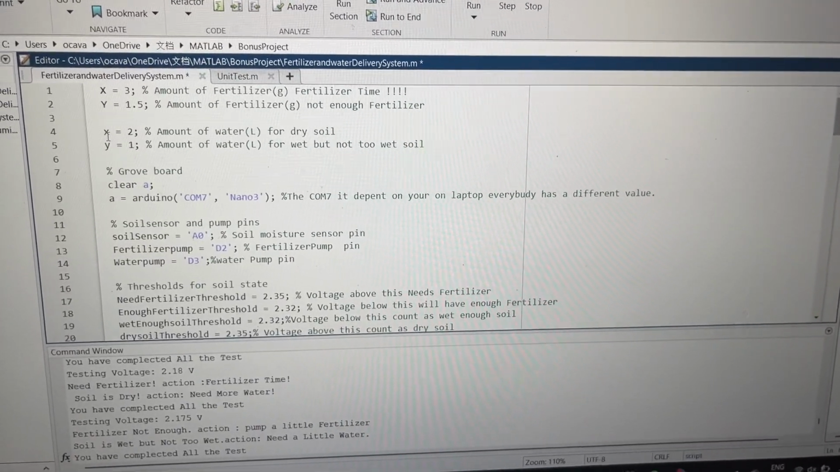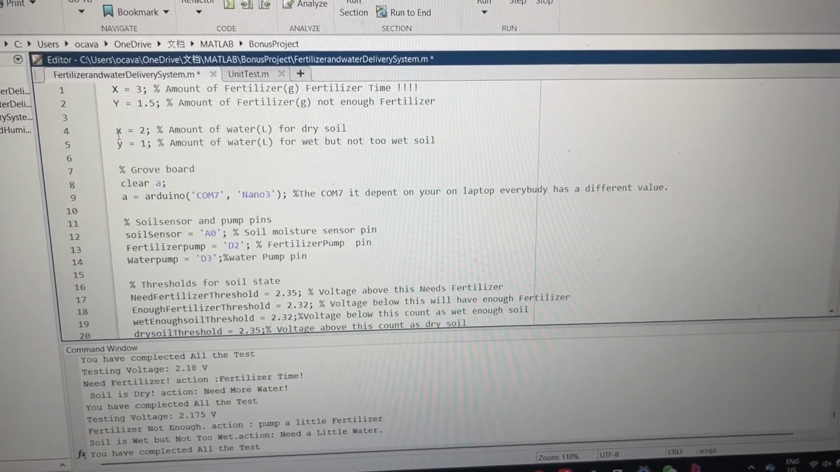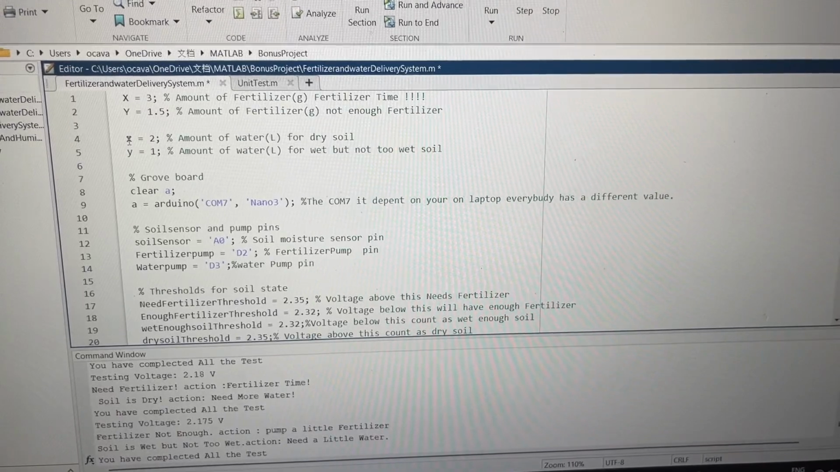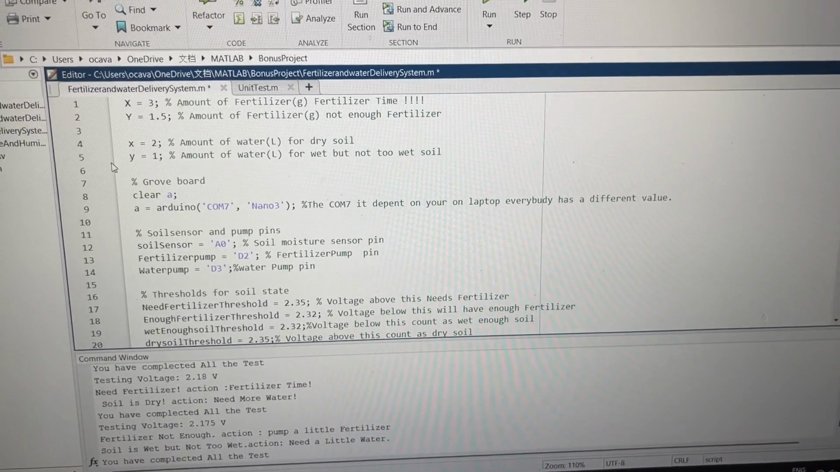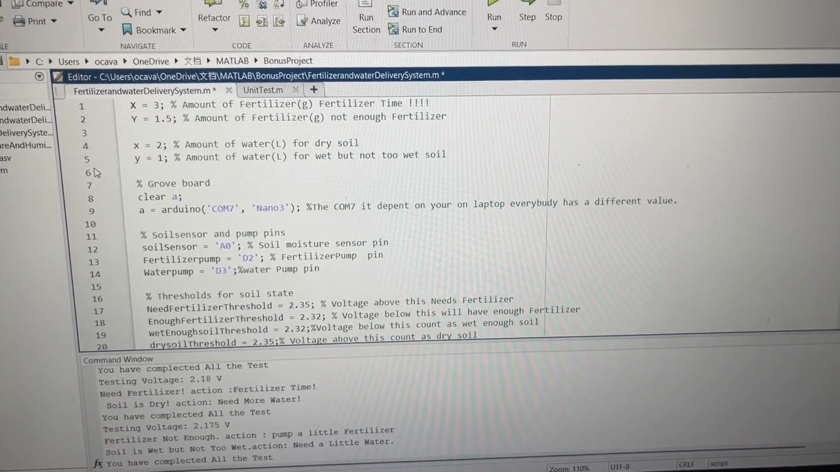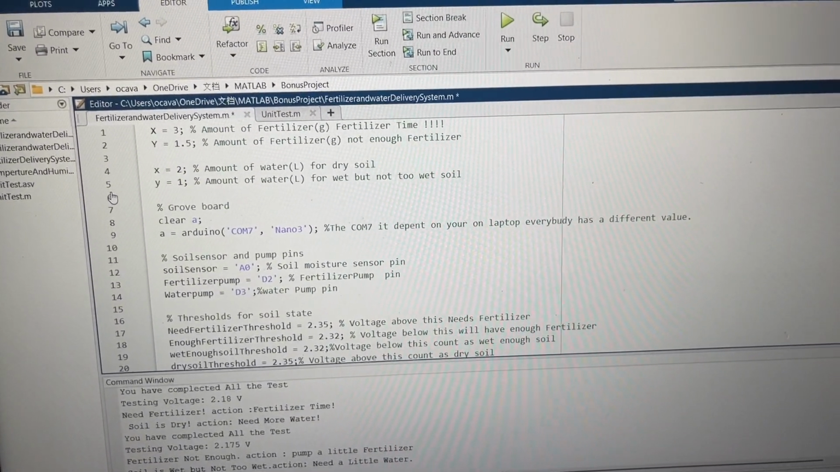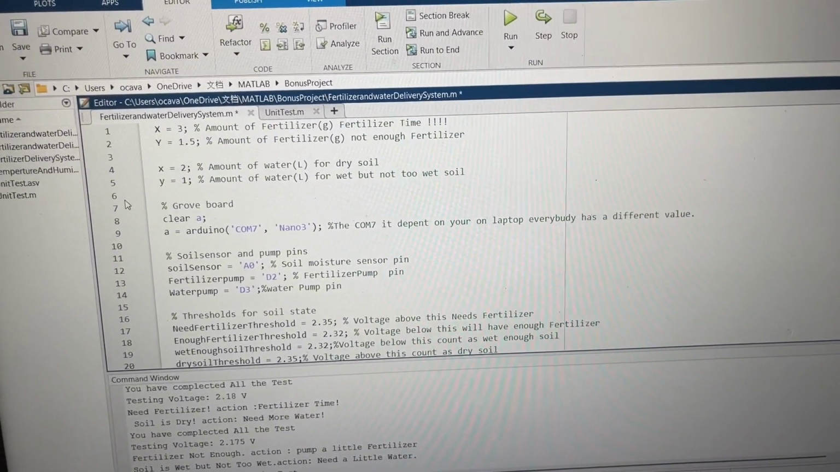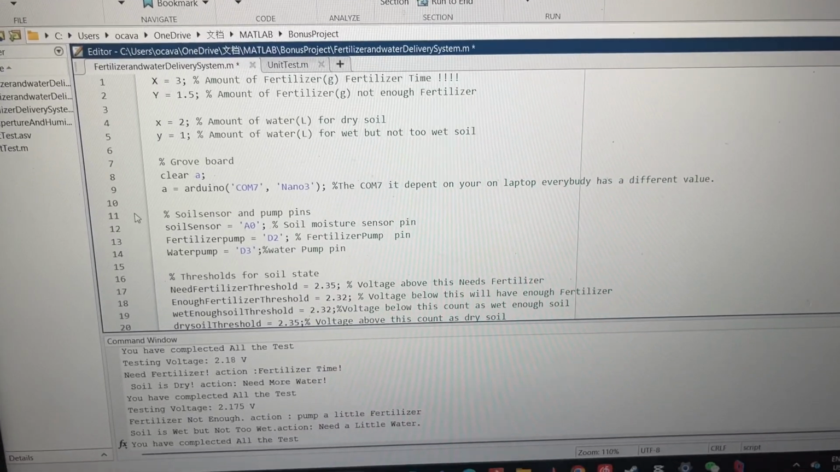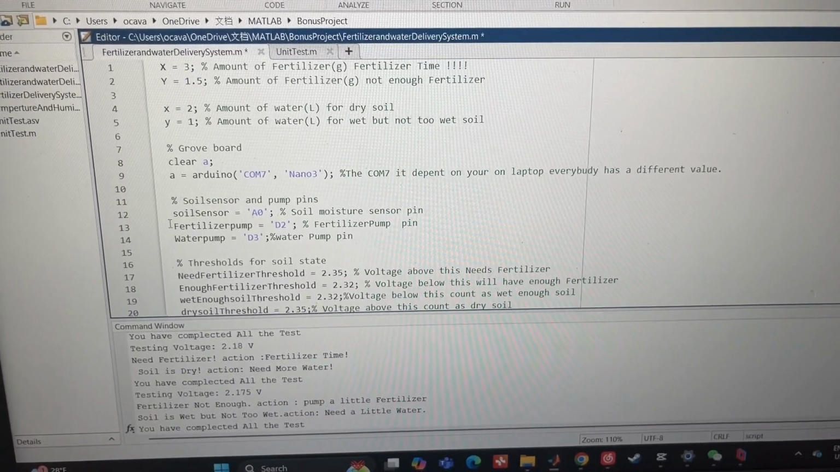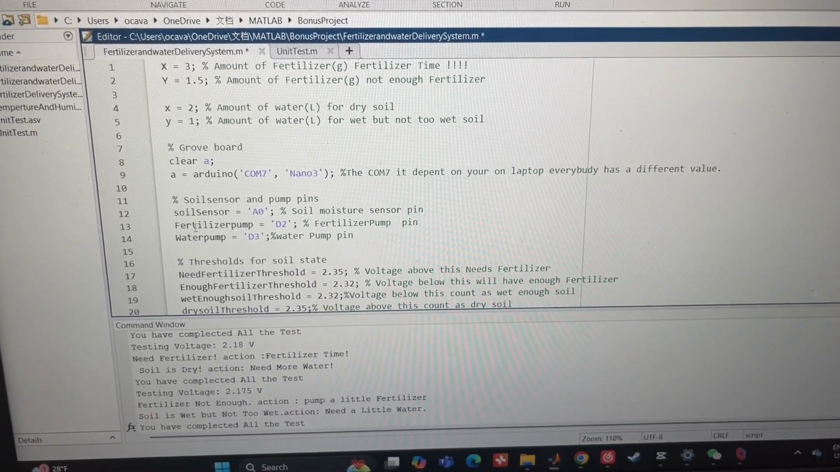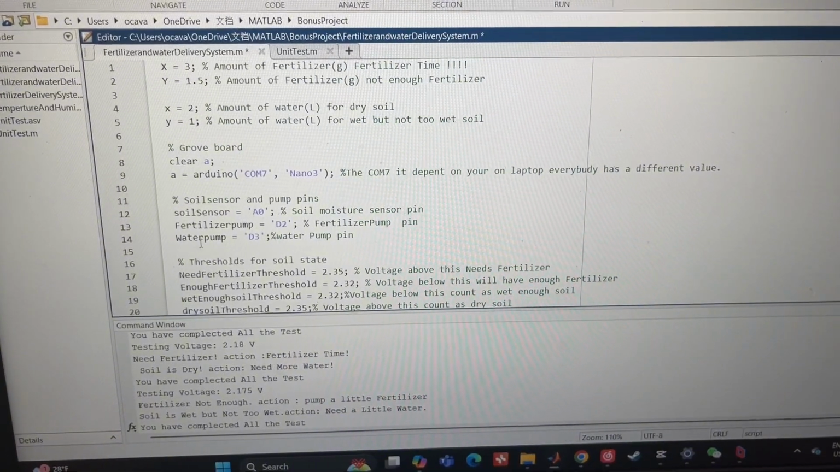Today we're going to talk about the EECS bonus project, a fertilizer and water pumping system. Here are two sets of values, X and Y. The capital X and Y are the amounts of fertilizer that will be pumped during the looping system, and the lowercase x and y are the amounts of water that will be pumped during the water pumping system. We also have two pumps connected to the growth port and the laptop. The first one is for the fertilizing pump system and the second one is the water pumping system.